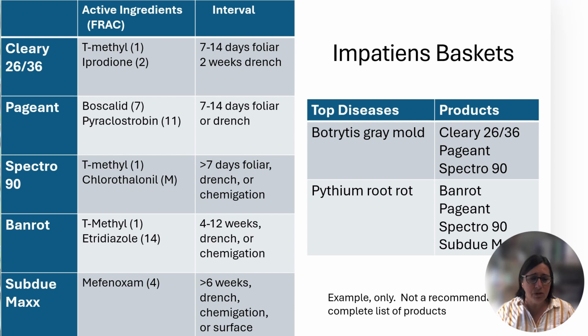And then finally, Subdue Max. That is a FRAC 4 that is specifically for water molds. And this one is applied no more than every 6 weeks as a drench, chemigation, or as a surface spray.